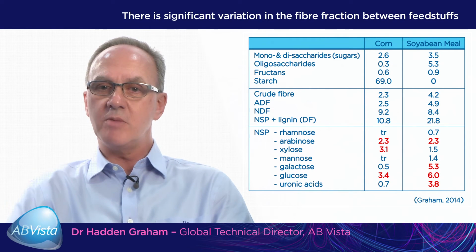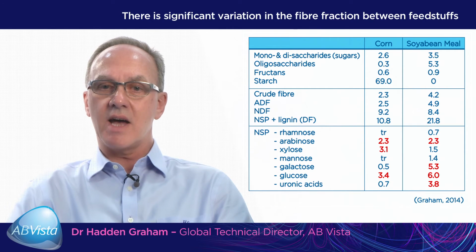If we look at the soybean meal, on the other hand, we see a slightly different picture. We see again that crude fibre and ADF are quite similar, 4 to 5%. We can see that NDF is around 8% and captures only 40% of the total dietary fibre. And this is because the pectins that you find in soybean meal are soluble in NDF, and therefore the NDF represents a much lower fraction of the total dietary fibre.